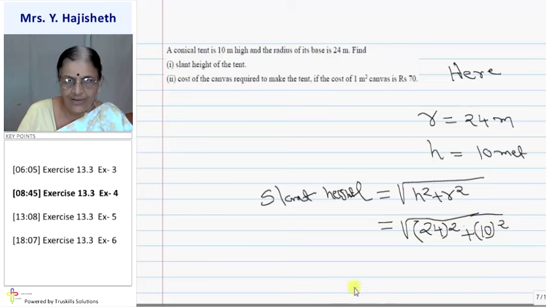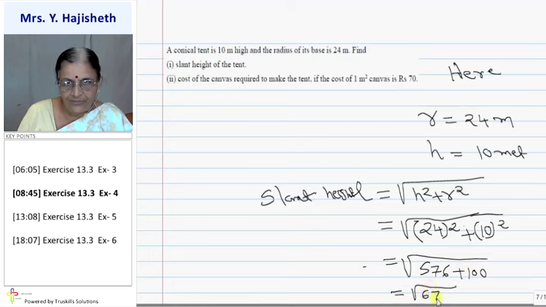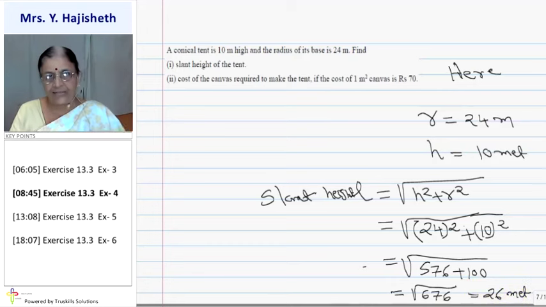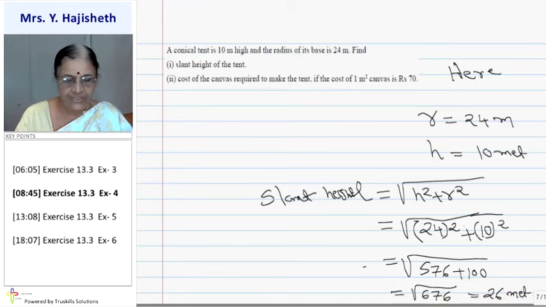24 square is 576 plus 100. So it is under root 676. And the square root of 676 is 26 meter. So the answer to the first question, the slant height, is 26 meter.